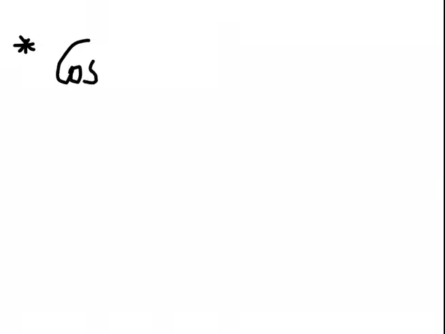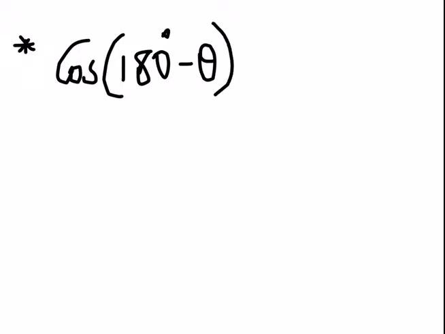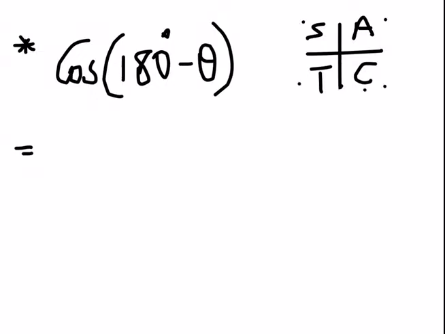Let's say you are given cos of 180 degrees minus theta. So again, this is how you do it. You will always need the CAST diagram. If you just draw a CAST diagram, so it's quadrant 1, 2, 3, and 4, where cos is positive in quadrant 4, all of them are positive in the first, only sine is positive in the second, only tan is positive in the third. That's how you interpret that CAST diagram.